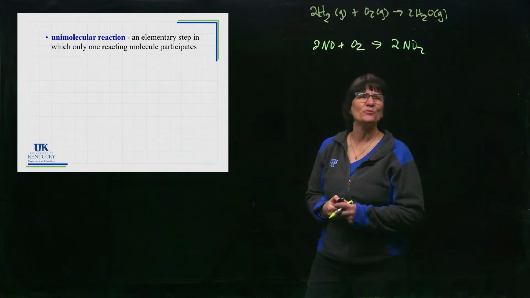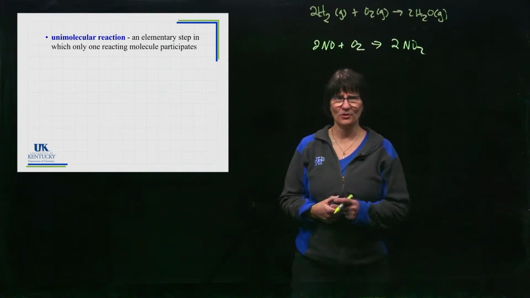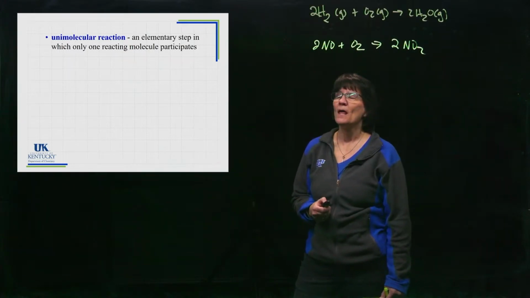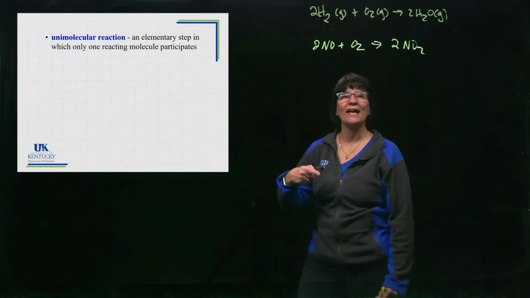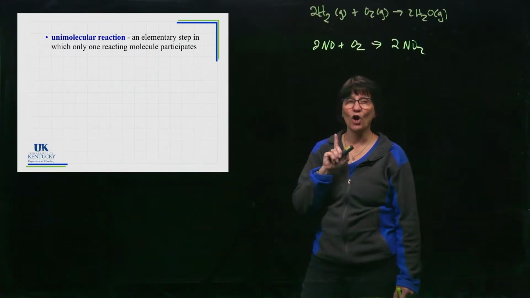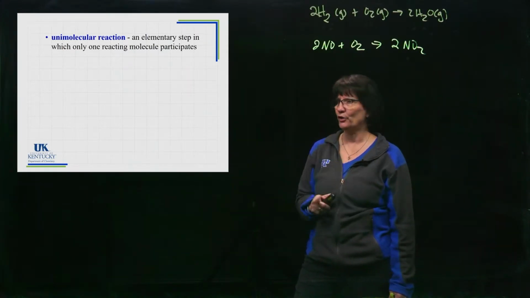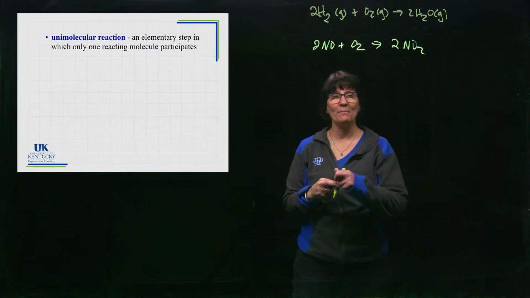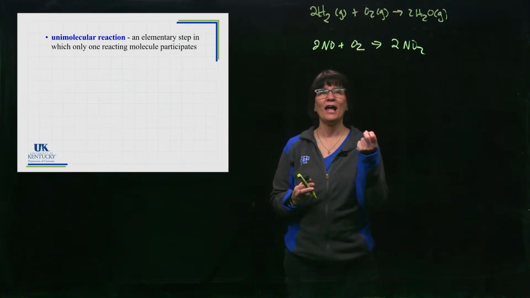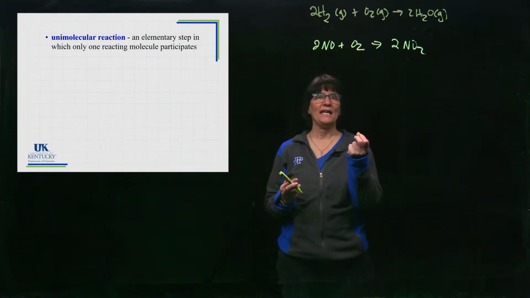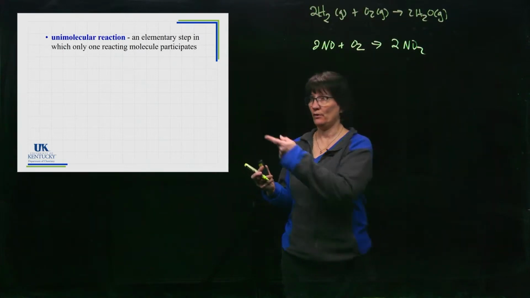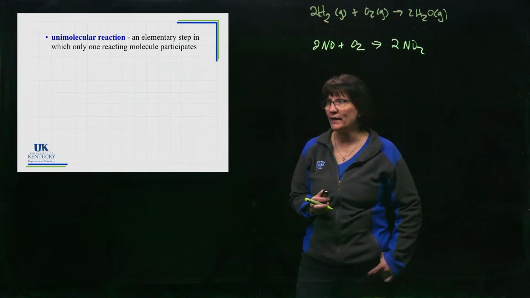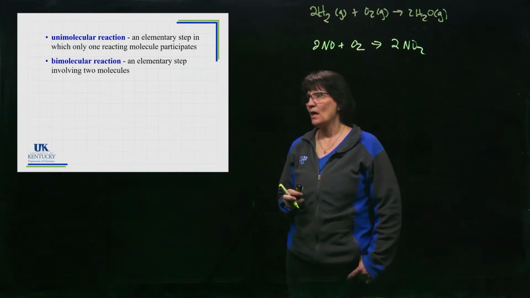Okay, now there's some terms that go along with these mechanisms, just like we had terms that went along with orders and rates, you know, those rate laws. Unimolecular is an elementary step that involves only one molecule. Now this is not really that common, but if you have a molecule and it doesn't have to collide into anything, maybe it just gets a lot of heat energy and the molecules just fly apart, okay? That would be where you only have one reactant particle.